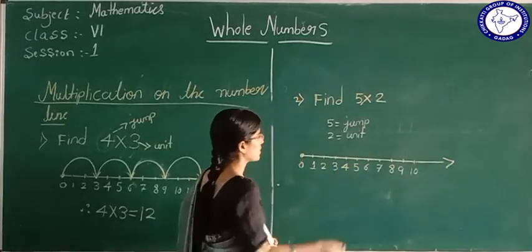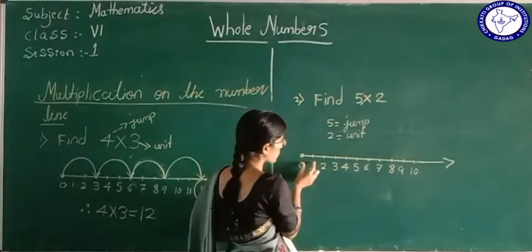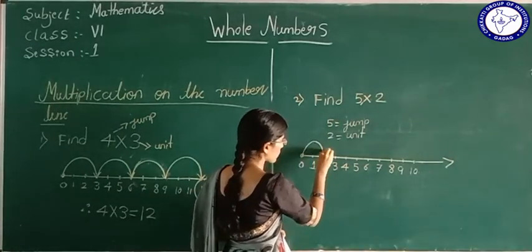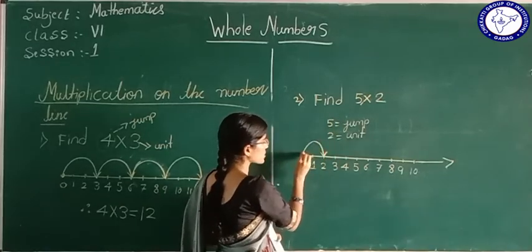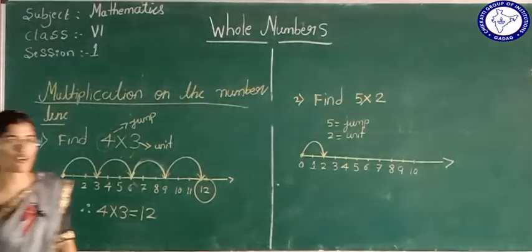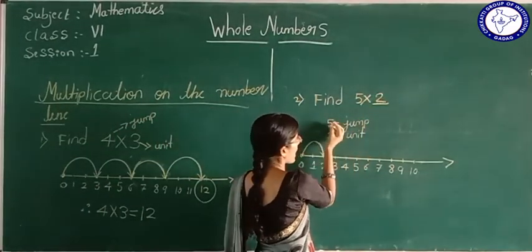Now see here, 2 units. How many jumps do you have to do? 5 jumps you have to do. 2 units you maintain: 1, 2. 1 jump. Okay. For multiplication you have to start from 0. For multiplication you start from 0. Take the smaller number as a unit and do 5 jumps.